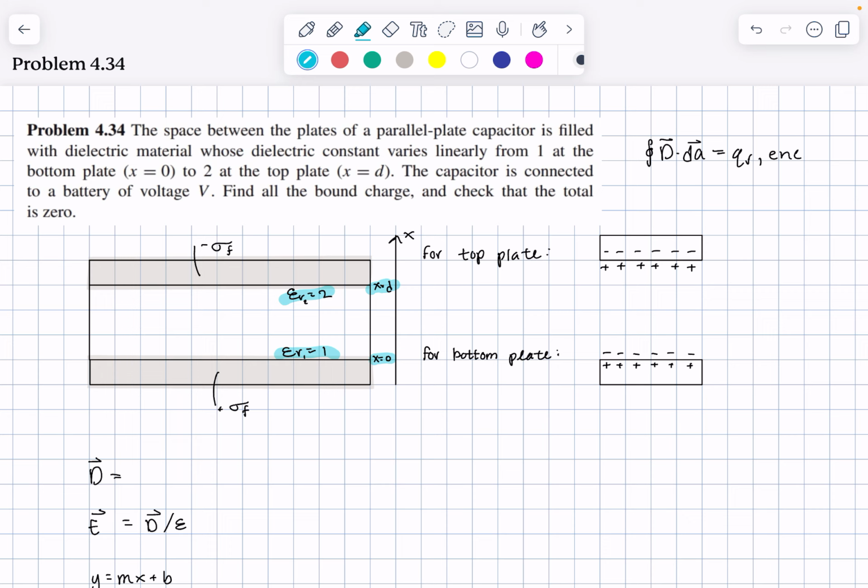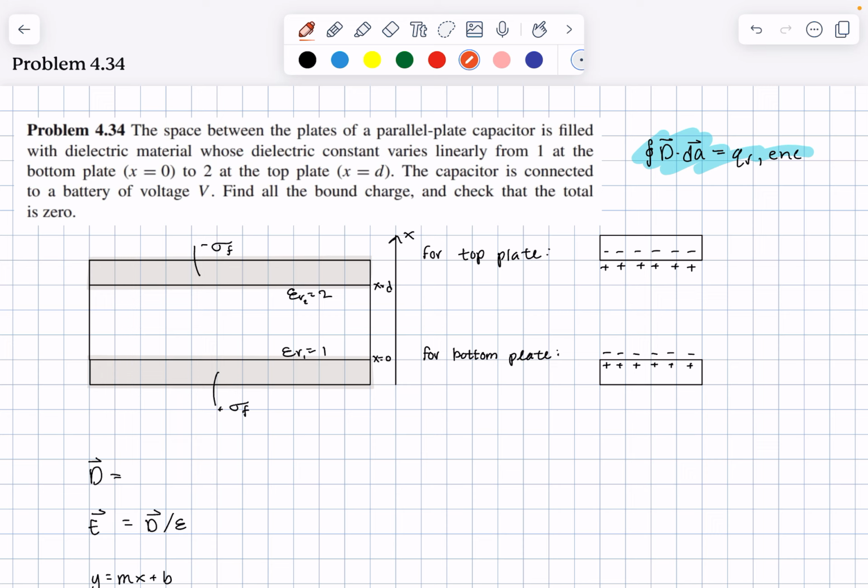So we can see the setup here below, and I'm defining that we have our negative surface charge density on the top plate and our positive surface charge density on the bottom plate. And the first step we're going to want to take is to solve for our displacement vector, which we can do up here using this equation. So we'll do it separately for each of the plates and then combine them.